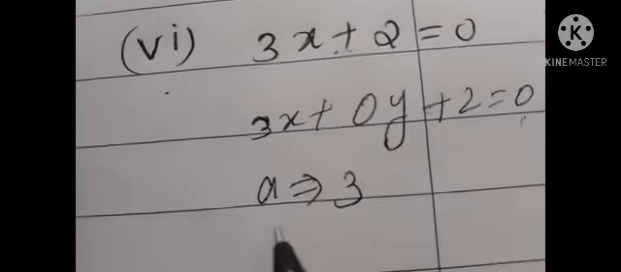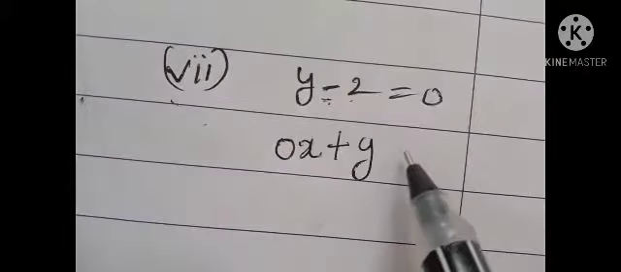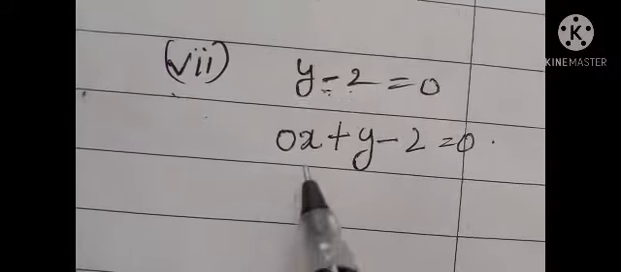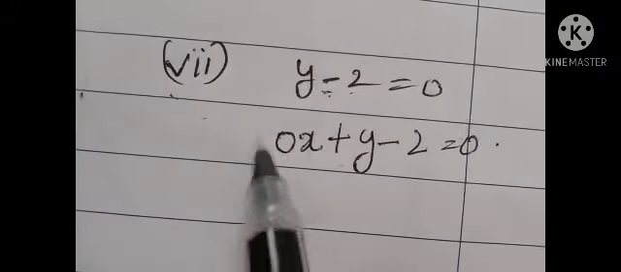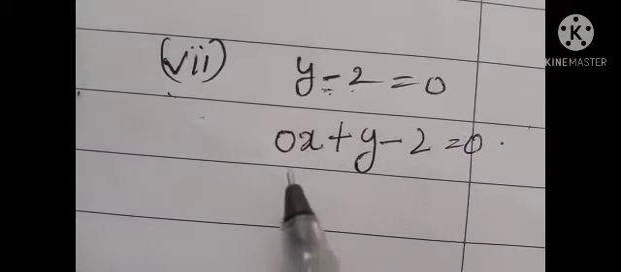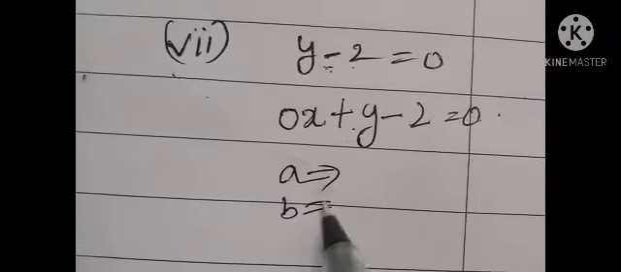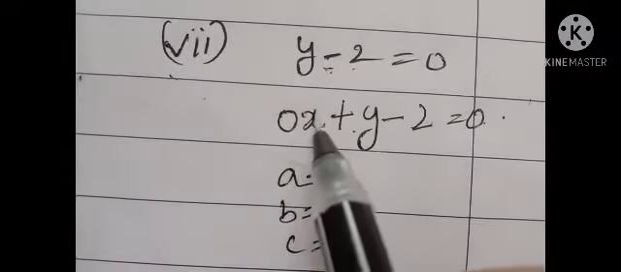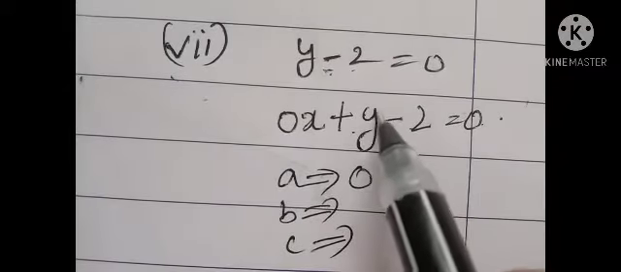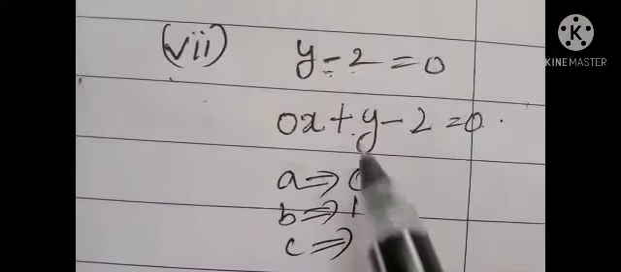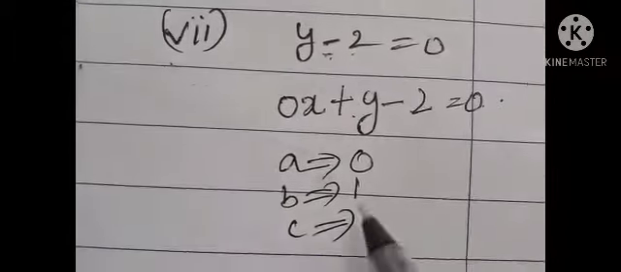Seventh sub question, y minus 2 equals 0. Here no term with variable x. So we can rewrite this as 0x. This is positive y, so we can write plus y. Then this is minus 2, so minus 2 equals 0. Now this is the general form of the linear equation, ax plus by plus c equals 0. So the values of a, b and c we have to write. Coefficient of x is 0. Coefficient of y is 1. There is no number with y, which means 1. Then the constant term c is minus 2.